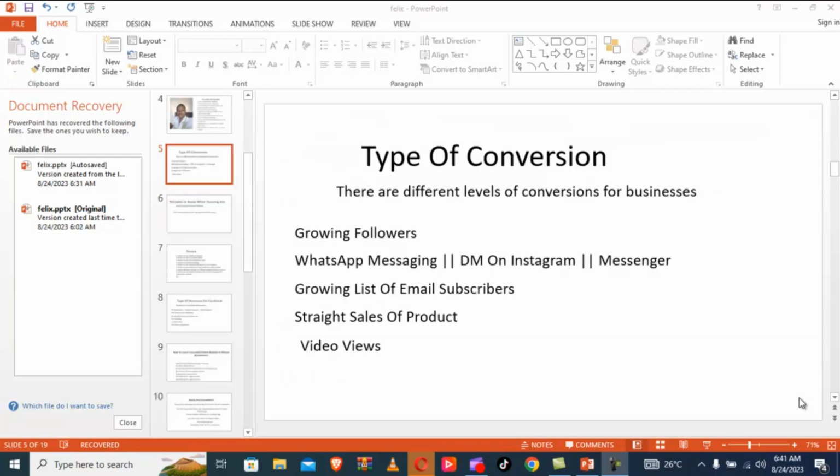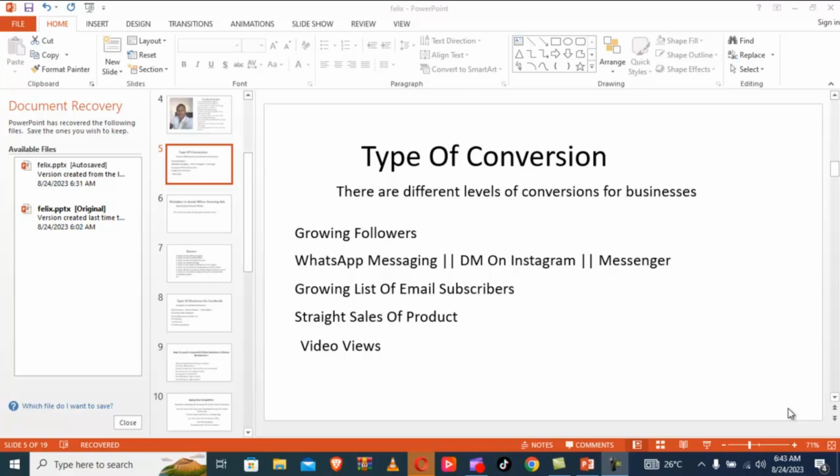Every business online has different goals. Maybe yours is sales. Some people just want to generate leads. Some people just want people to watch their video. Some people just want people to communicate with them on WhatsApp or Messenger. For example, musicians and comedians would want just video views. They just want people to watch their video and interact with their video.